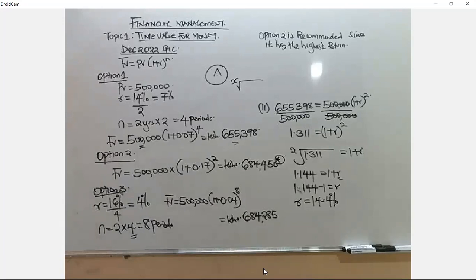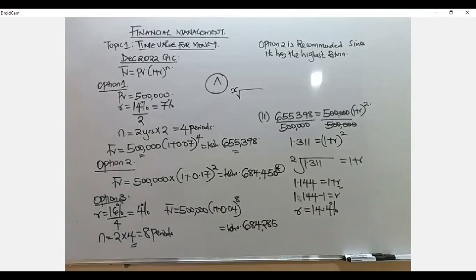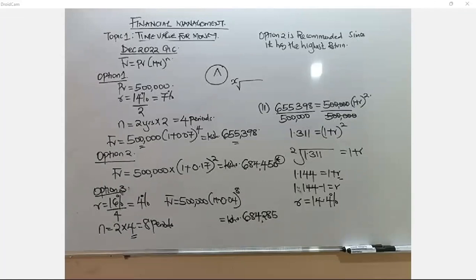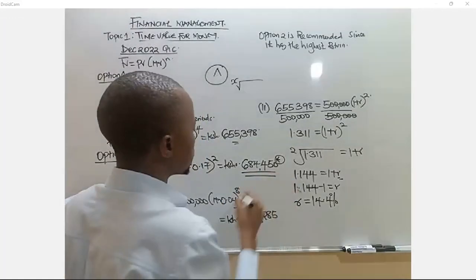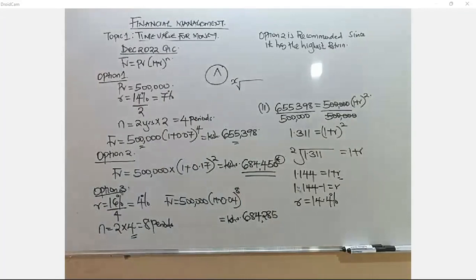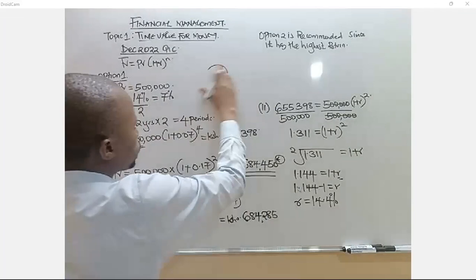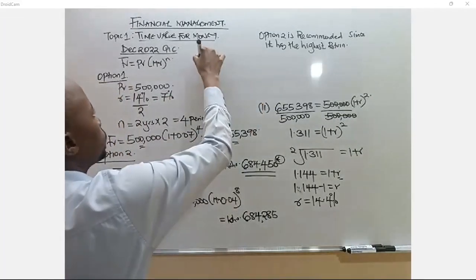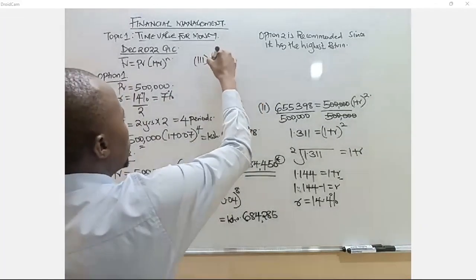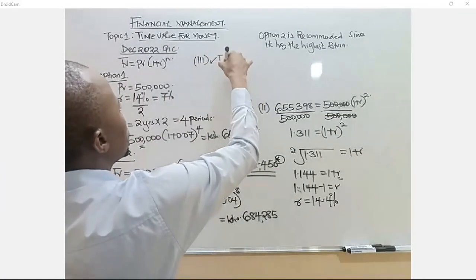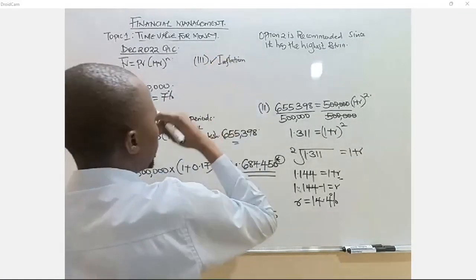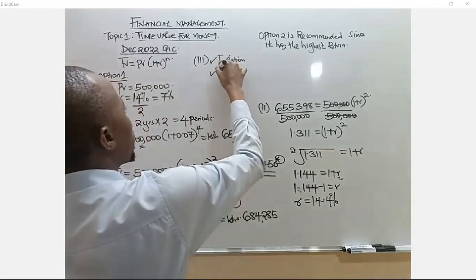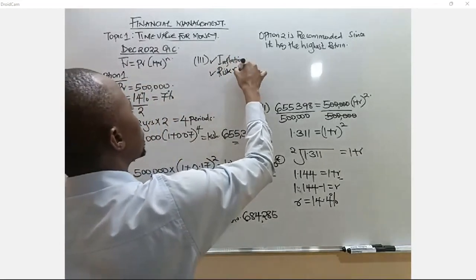Now, let us go to another question, because number 3, we are being told, identify 2 situations that could affect your recommendation above. What is going to be affecting my investment? There are only a few elements which are going to be affecting your investment. Number 1, we can discuss inflation. Number 2, we can talk about the risk of the market.